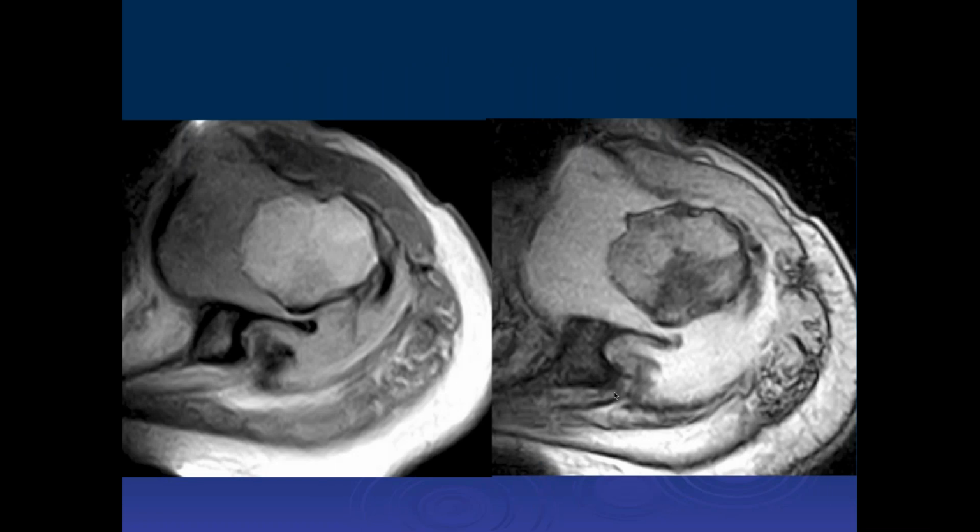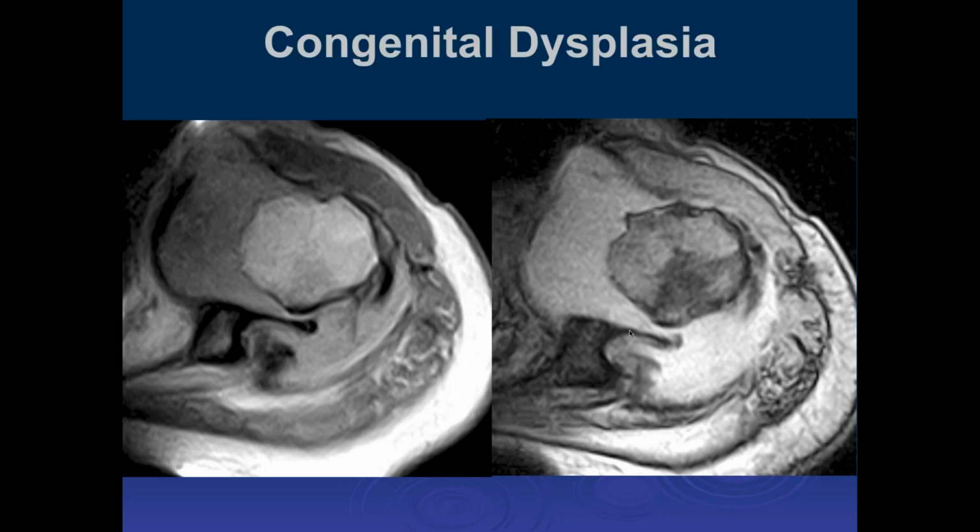And this is what it can look like on MR examination. Again, on this case, we have a very abnormal dysplastic glenoid and obviously an abnormal head as well, with all this effusion and pathology around it. These are cases of kind of severe dysplasia.